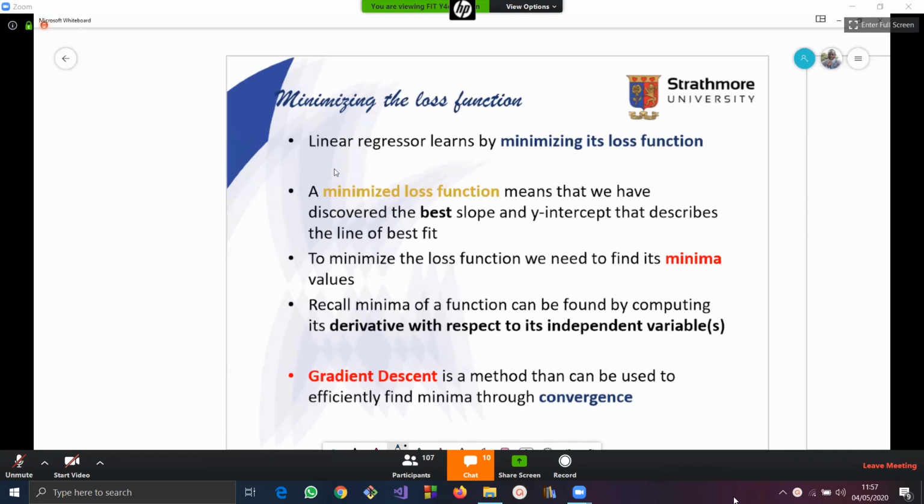So to minimize the loss function, we need to compute its minimal value or its minima. And to compute that, you actually need to compute derivatives.